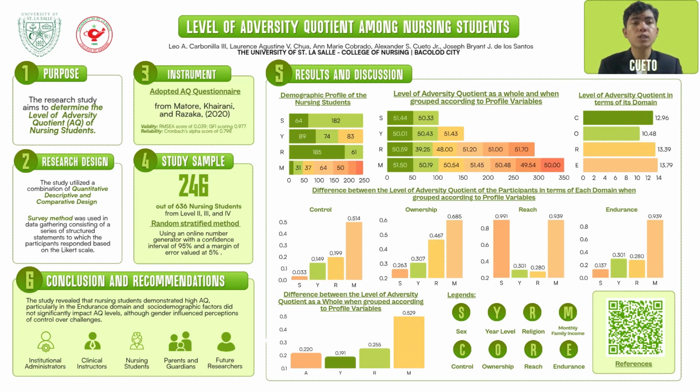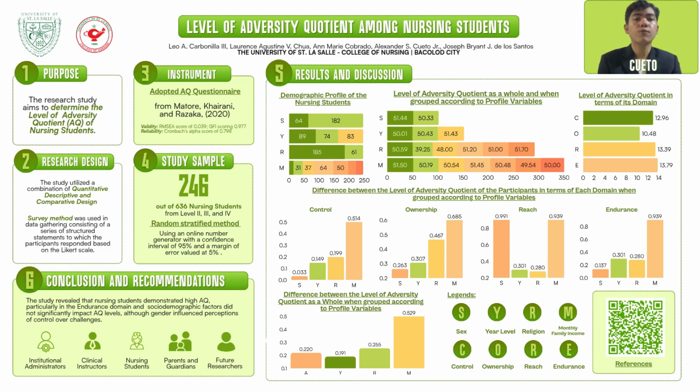For the level of adversity quotient in terms of different domains, specifically control, ownership, reach, and endurance, the findings reveal that participants generally scored high AQ across the 4 domains. This indicates that participants are generally resilient and capable of effectively managing adversity, and high AQ scores across all domains suggest strong personal control, responsibility, focus, and persistence in challenging situations.